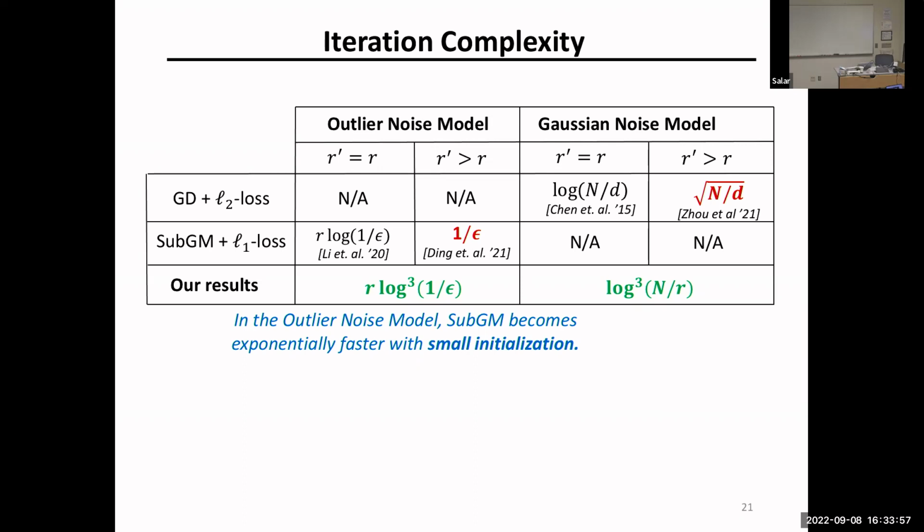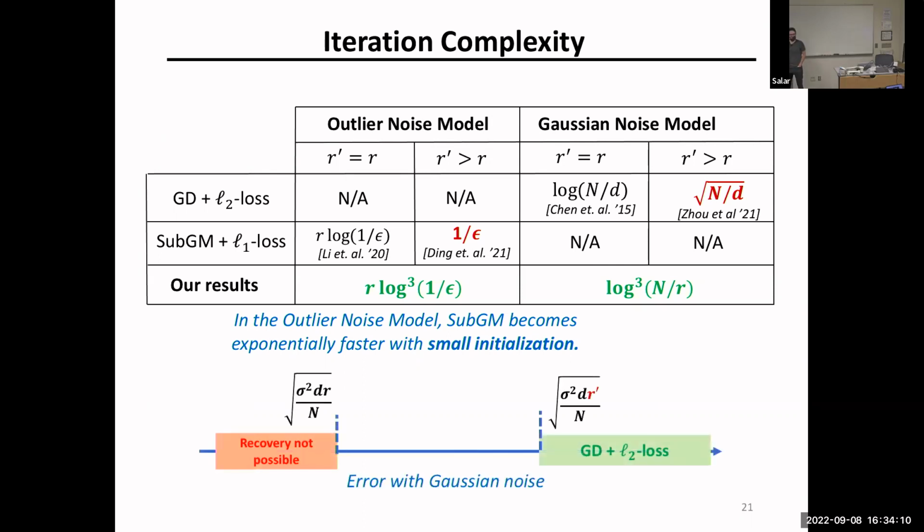Again, we see a similar kind of benefit when we use the subgradient method with small initialization. We have a near linear convergence result. One thing I want to mention is that because of some information theoretical lower bounds, we cannot get epsilon accuracy here.